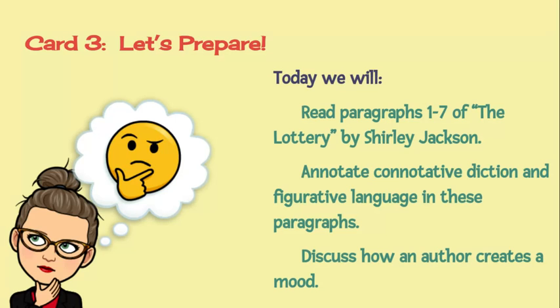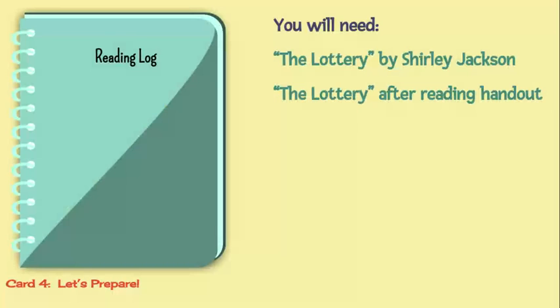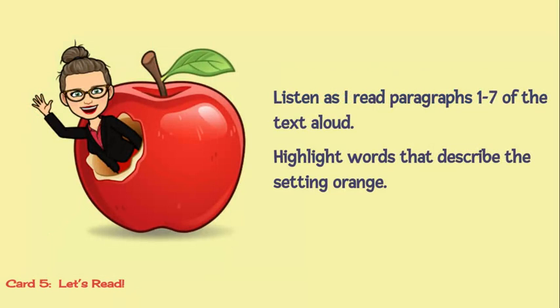For this lesson, you will need the copy of The Lottery by Shirley Jackson posted in today's lesson, as well as the Lottery After Reading handout posted in today's lesson. Listen as I read paragraphs 1 through 7 of the text aloud. You're going to highlight words that describe the setting orange.